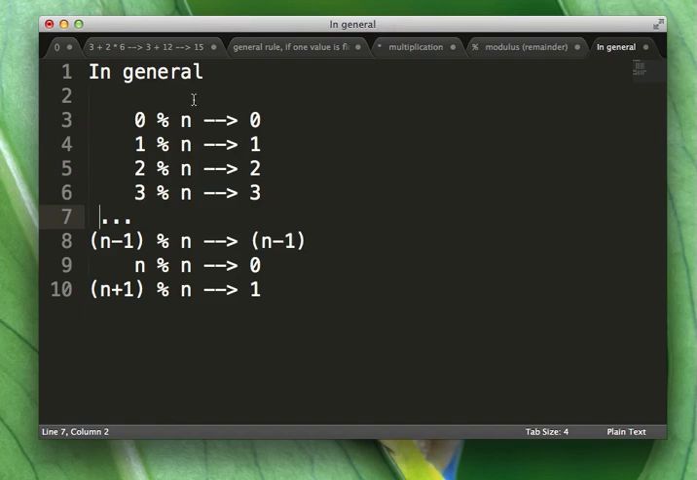In general, we can actually say that 0 modulus n gives you 0, 1 modulus n gives you 1, 2 modulus n gives you 2, and so on. The number range here essentially ranges from 0 to n minus 1. Once you try to divide n by n, what you will get is 1 with a remainder of 0, and then the number pattern actually repeats itself over again.